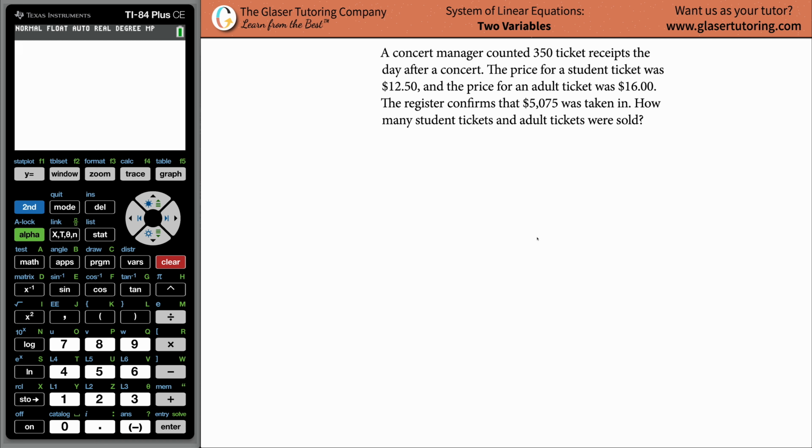Systems of linear equations with two variables. It's a word problem, everyone's favorite.